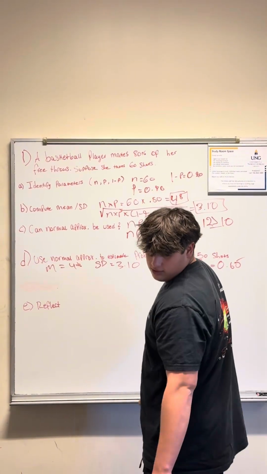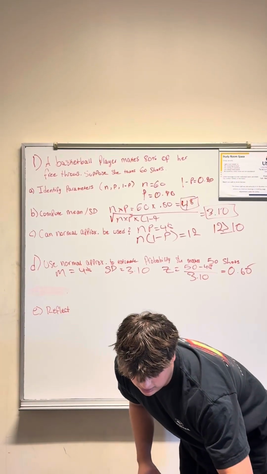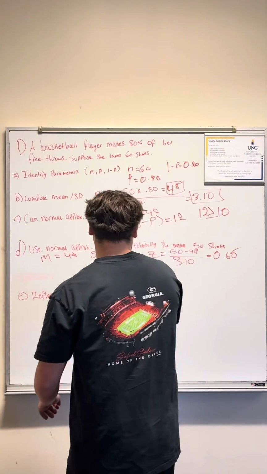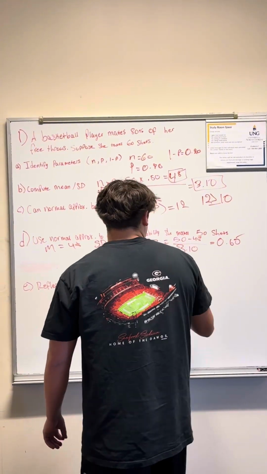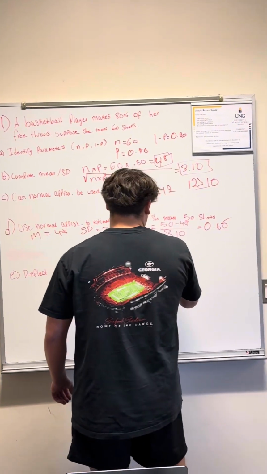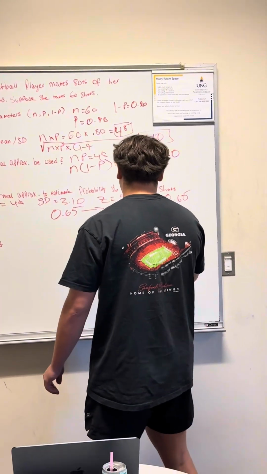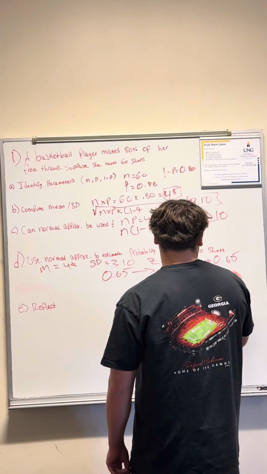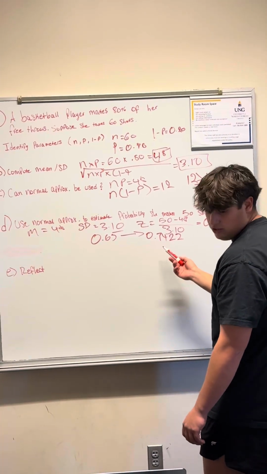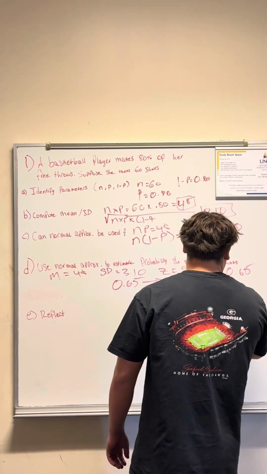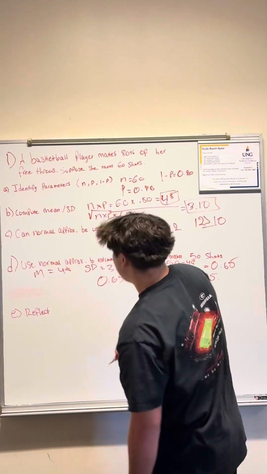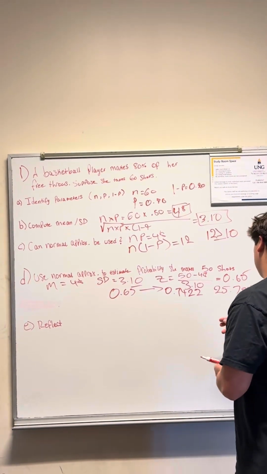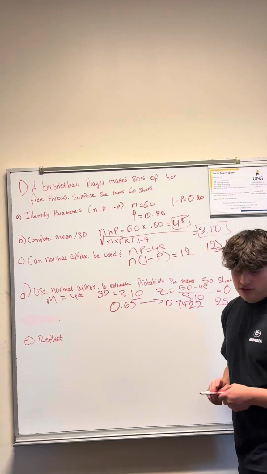So, since we have to go to the z table, we need to see what the probability is that she's going to make 50 shots. When we see 0.65 on the z table, that translates to 0.7422. And so, when we put that into a percentage, we have to take 1 minus whatever the z-score probability is. And so that gives us 25.78%. So in total, she has a 25.78% chance of making at least 50 shots.